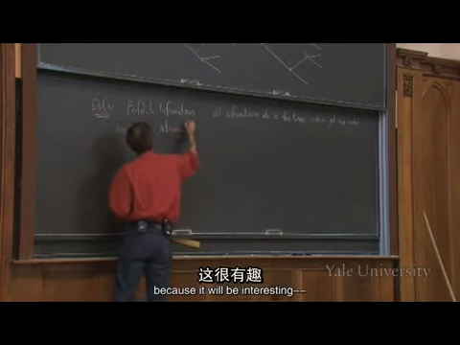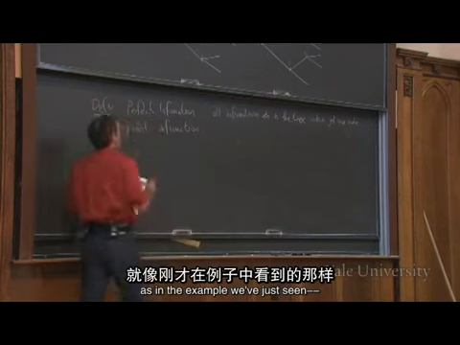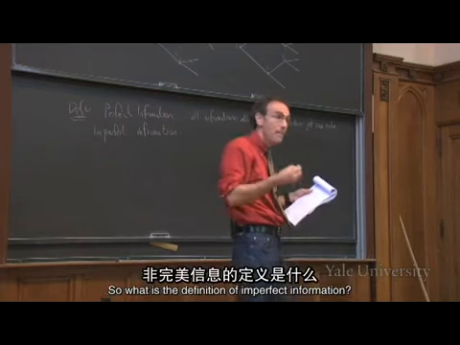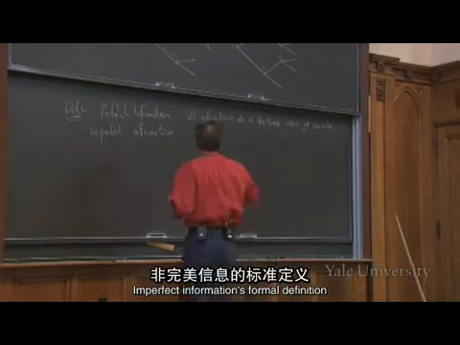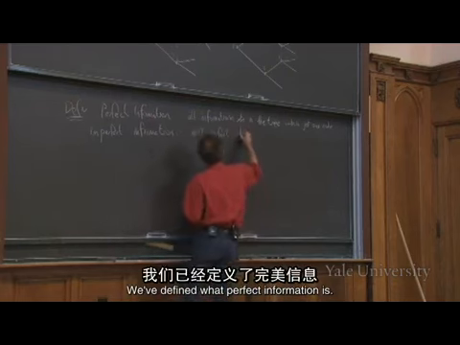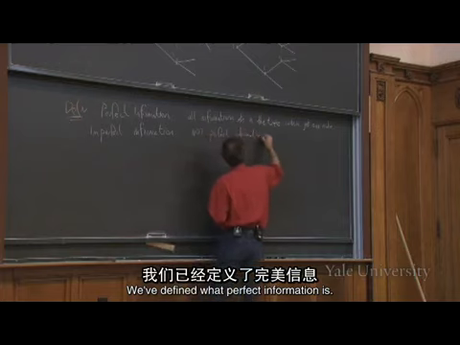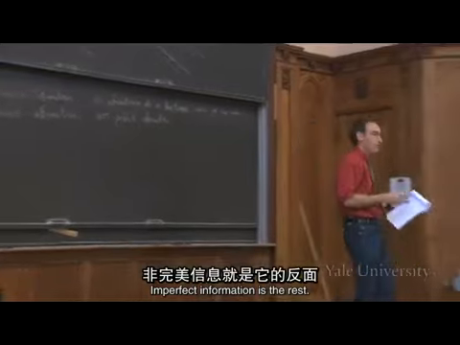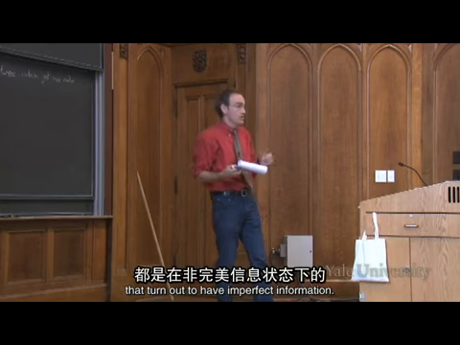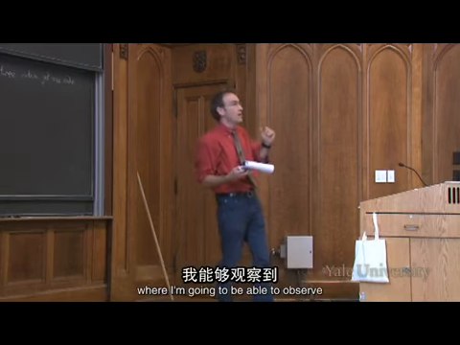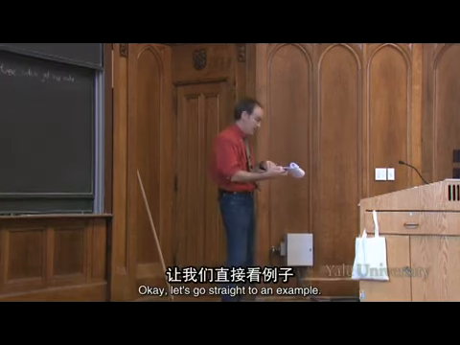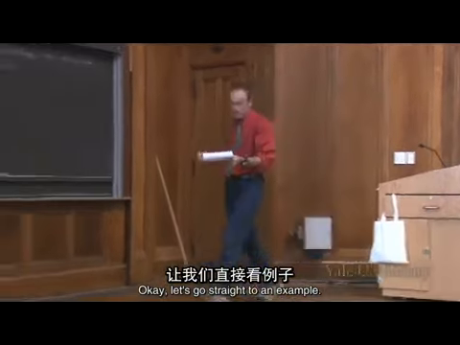The reason we're doing this is because it will be interesting, as in the example we just saw, to think about games where information is not perfect. So what is the definition of imperfect information? The formal definition is: not perfect information. We've defined what perfect information is. Imperfect information is the rest. In the real world, there are a lot of games that turn out to have imperfect information. There are lots of strategic situations where I'm going to be able to observe some things that you've done, but other things I won't know quite what you've done.